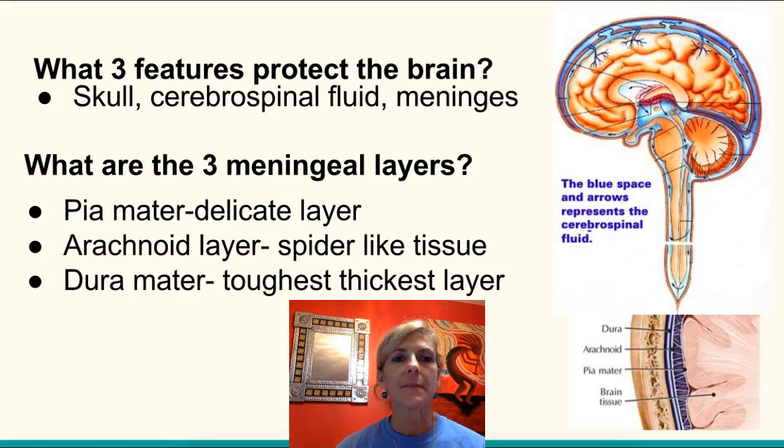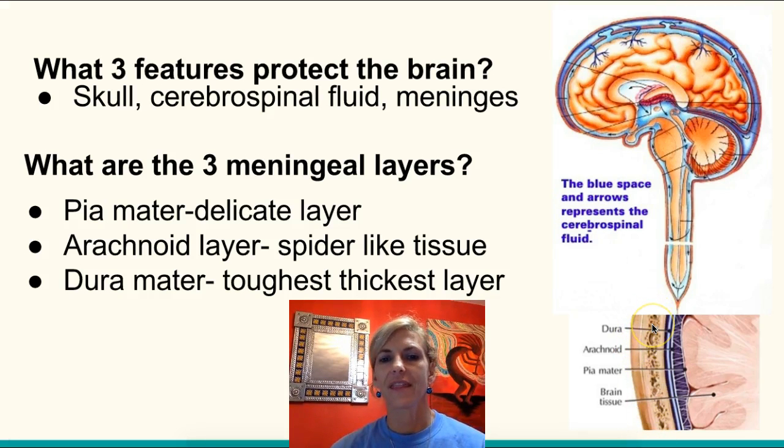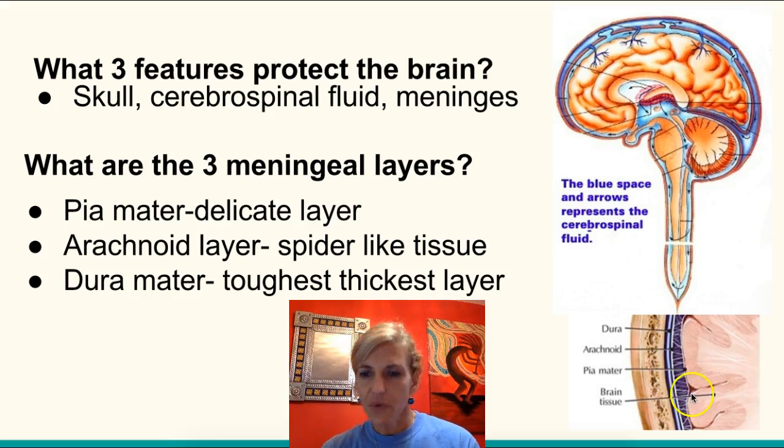The brain has three main features that help protect it, and that would be the skull, the cerebrospinal fluid, and the meninges. So here is a little section of the brain and its protection. So this porous portion, that's your flat bone that makes up your skull. And then we have the dura mater, which is the blue, and the arachnoid, which is the fibrous looking one. And then real tight to the surface of the brain is your pia mater.